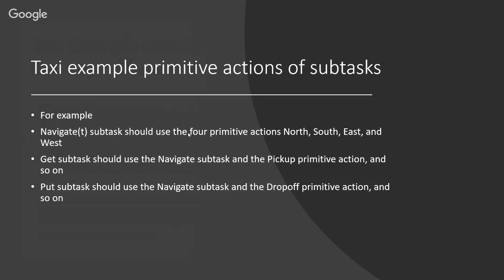So, for example, the navigate subtask should use the four primitive actions north, south, east, west. The get subtask should use the navigate subtask and the pick up primitive action, and so on. And then the put subtask should use the navigate subtask and the drop off primitive action, and so on and so on. So that gives you an idea of what's going on.